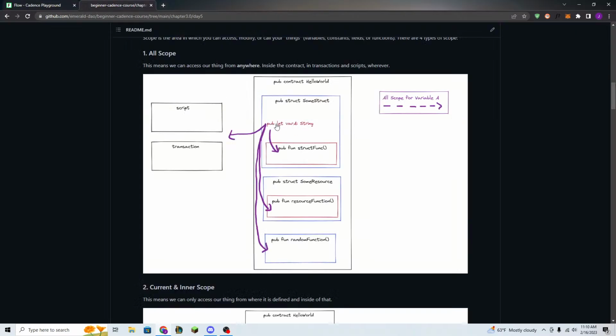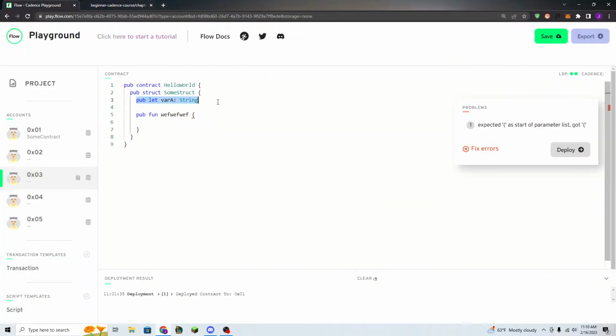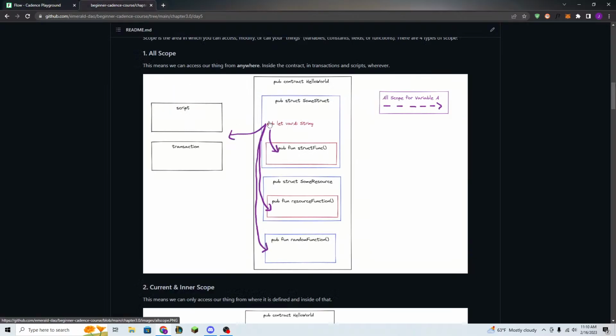And so we're talking about this variable right here, and where this variable can be read. Because it has all scope, it can be read basically everywhere. It's pretty easy. It can be read inside the function that's inside the struct. It can be read in the rest of the contract. It can be read in transactions and scripts. It doesn't matter. All scope means everywhere.